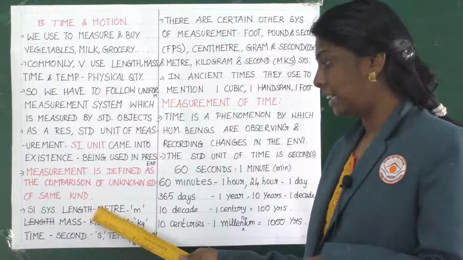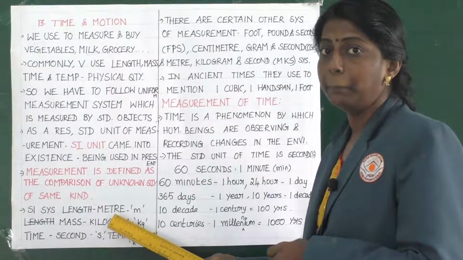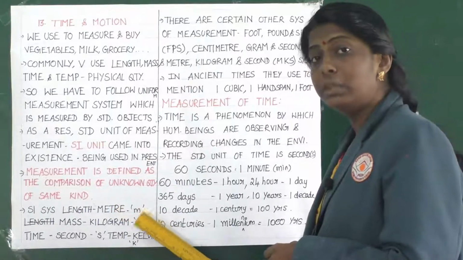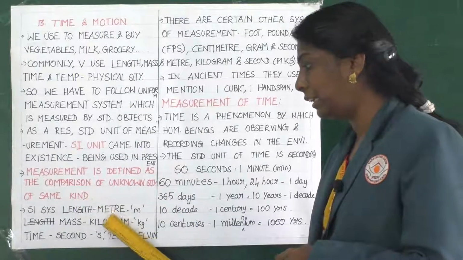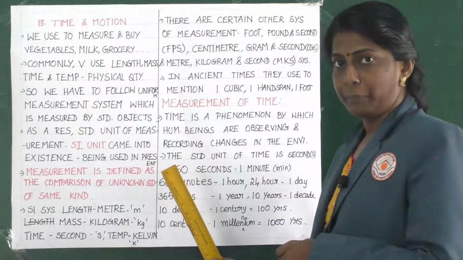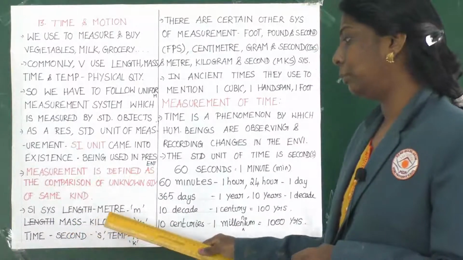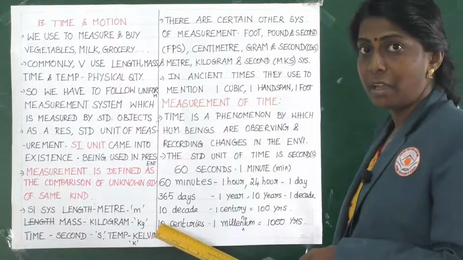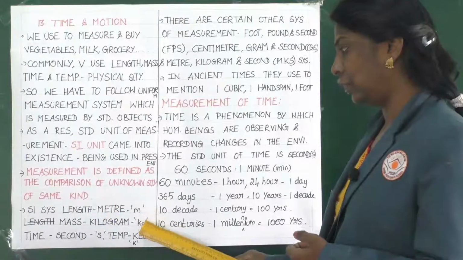Length is measured in terms of meter. Meter, that is in short m, which is denoted by m. Length is measured by meter, that is m. Clear? Then mass is measured by kilogram, which is denoted by kg. Mass, for example 2 kg, 3 kg and all.